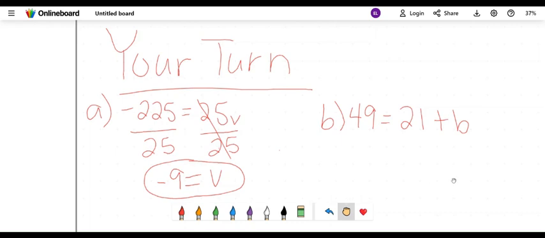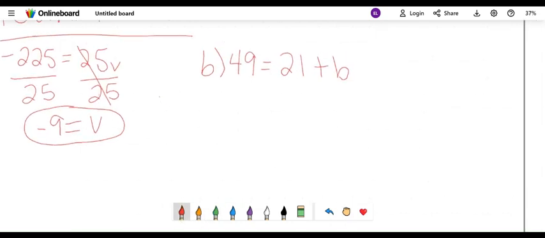So the next one. Okay, so the next one is 49 equals 21 plus b. So that means we had to isolate the variable. We had to do the inverse operation, so we had to subtract both sides by 21 to isolate the variable. Negative 21. And then we had to bring down the b, which is the variable.